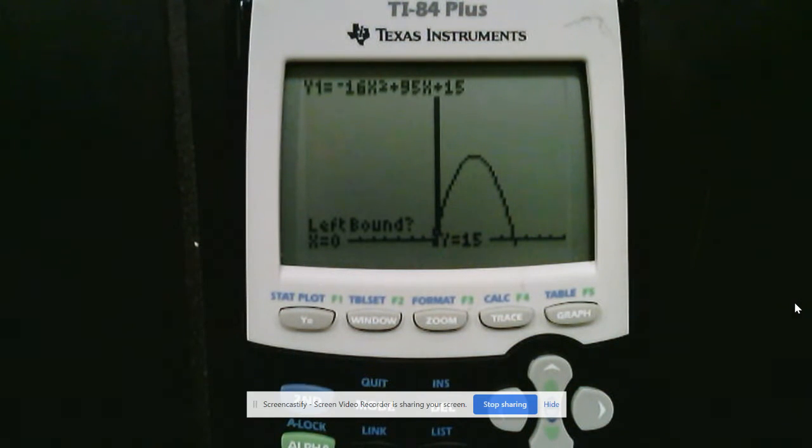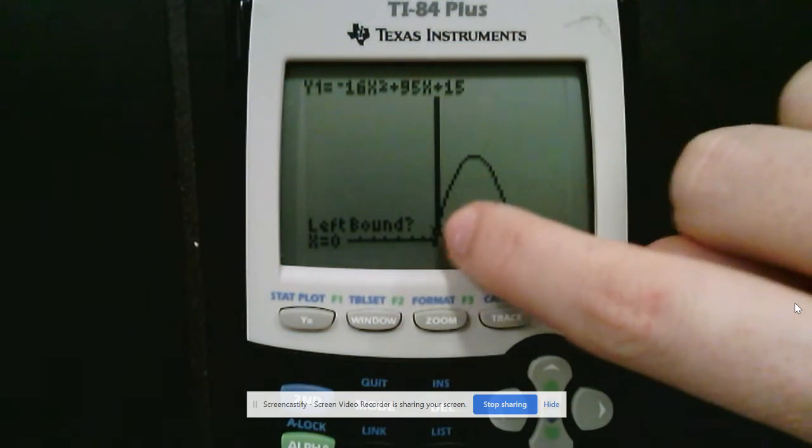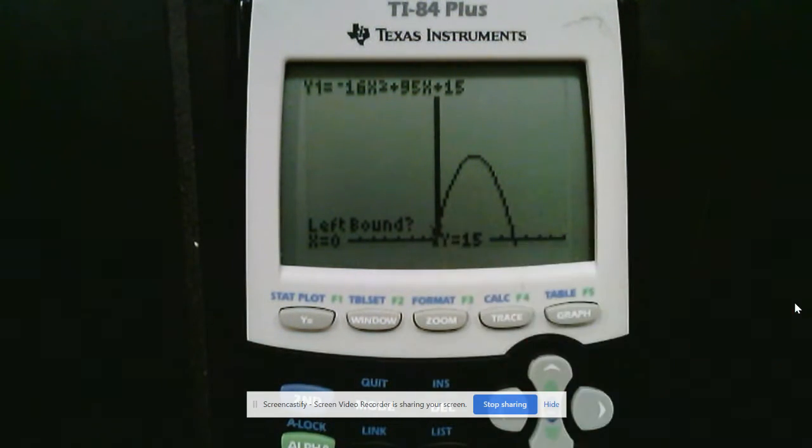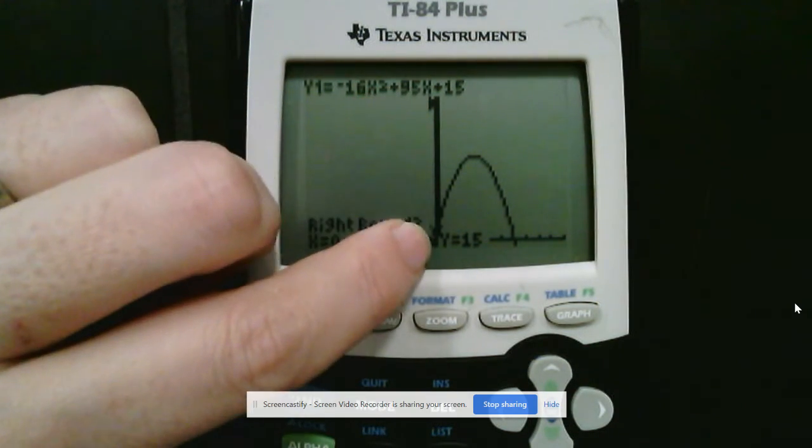So this is where the calculator wants us to tell it what two numbers to look between. And it will give us the highest point in that range of numbers. It doesn't say it like that. It says left bound. So what I like to do is use 0 as my left bound because my vertex is right here and clearly 0 is to the left of it. So I type 0 and I press enter. You see this little triangle pops up right here. That's how I know it's going to use that as my left bound.